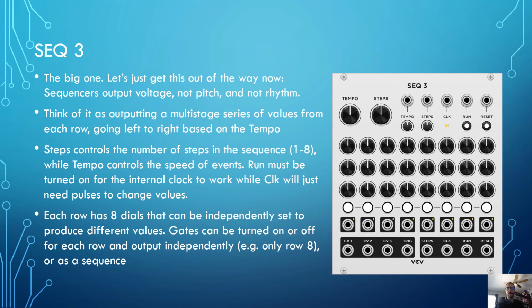They can be independent, or you can take the CV1 to do the top row, 2 for the middle row, 3 for the bottom. But if you want independent, you can take the individual black outputs under each row and send it to a different device, which can be very cool if you're working with, say, a percussion sequencer.